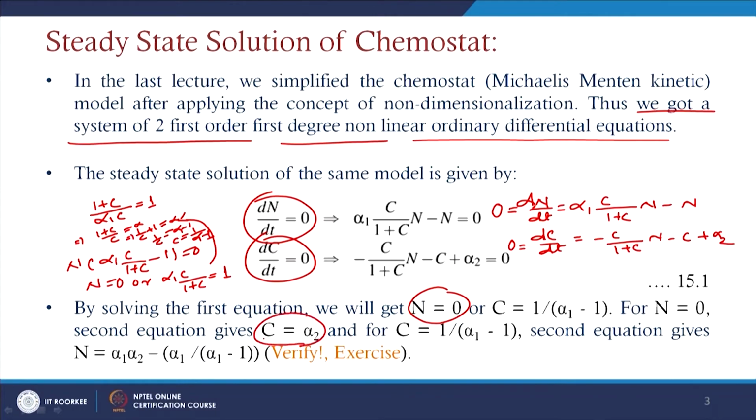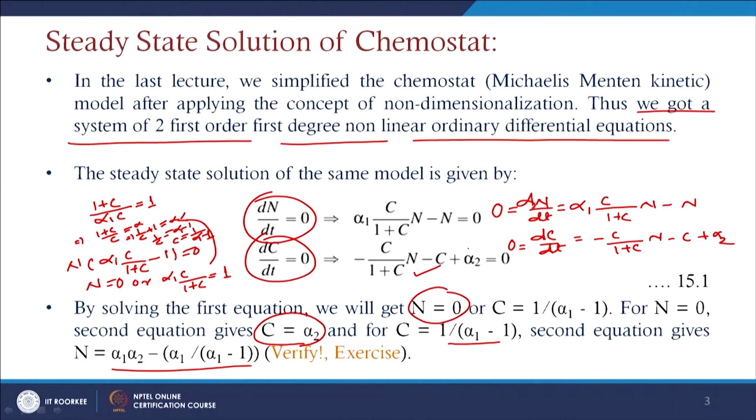And if you just put c equals 1 by alpha 1 minus 1, then the second equation will be reduced to n equals alpha 1 alpha 2 minus alpha 1 by alpha 1 minus 1. It is just a simplification, now we have made it. So if you put these values directly, obviously this n value you can get directly from this equation.